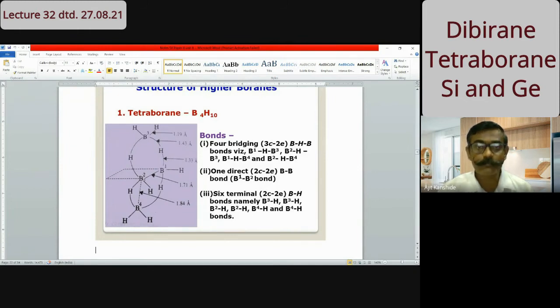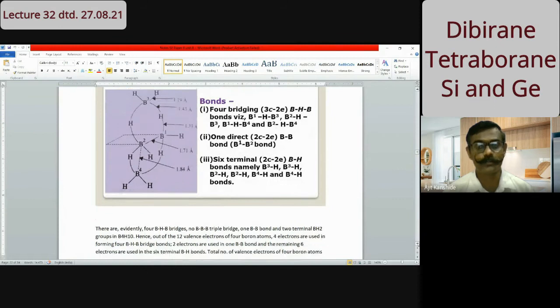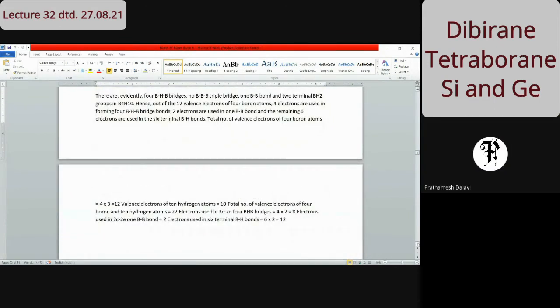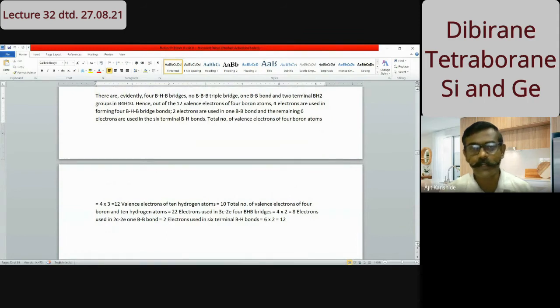It indicates boron 1 and 2 only are linked to each other by a two-centered two-electron bond, while between boron 3 and boron 2, or boron 2 and boron 4, there is no direct linkage. So on the basis of bond length, we can describe the efficiency or strength of the bonds. Yes, students, are you getting this point, what I'm saying? Yes, sir. So you can go through this PDF file and you will find the calculation of how the total number of electrons is calculated.